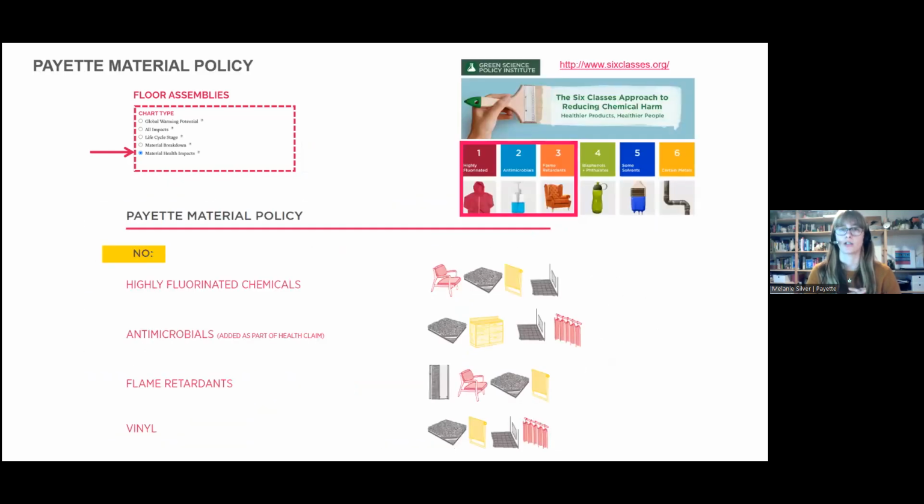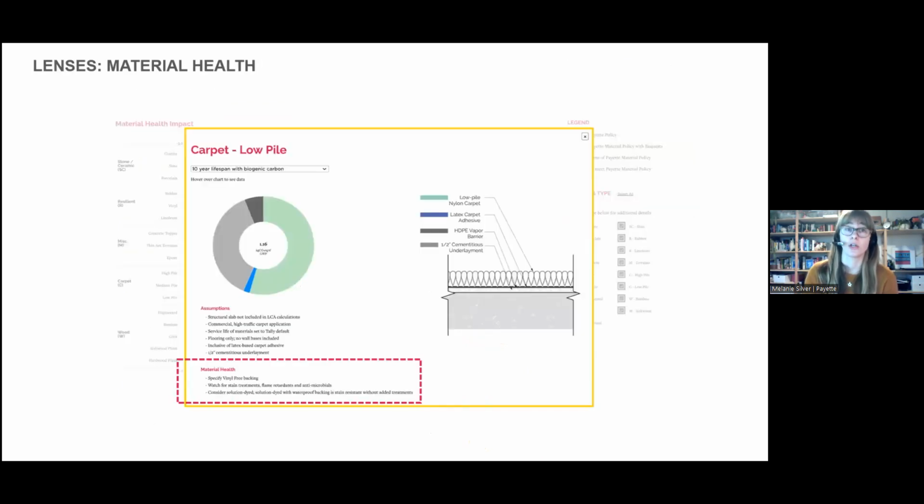So our policy is actually based on the 6 classes of chemicals. If this is similar to your office or you're curious about this, you can certainly use this lens too. We're restricting the use of highly fluorinated chemicals, antimicrobials, flame retardants, and vinyl. And this is reflected in what's typically done in each of those assemblies. You can also find more information about it. There's a pop-up that you'll see in the demo, which Lizzie is going to show you in a little bit, and it has more information about that material health policy as well.